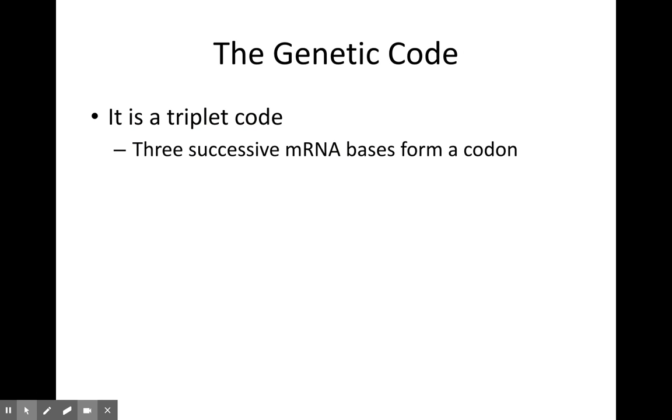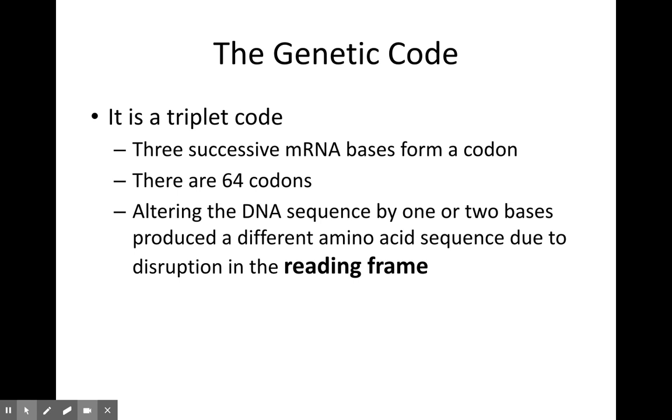We say that the genetic code is a triplet code. The word triplet just means 3. So a codon is represented by 3 bases. There's 64 total codons that we use to represent amino acids. And altering the DNA sequence by even 1 or 2 bases produces a different amino acid.